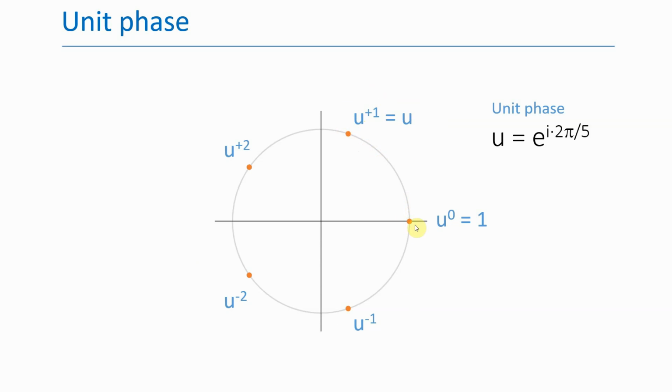Unit phase with exponent 0 is 1. Unit phase with exponent 1 is the unit phase, then unit phase squared, but unit phase cubed is actually the same thing as u to the minus 2, then u to the minus 1, then back to 0.